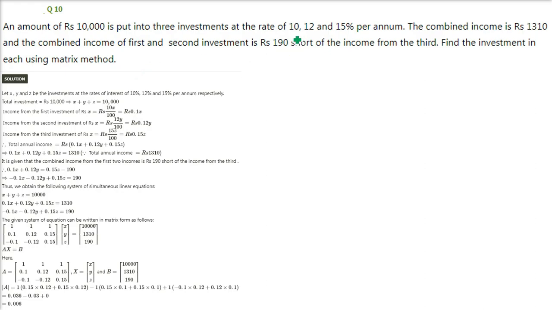So we assume that X, Y, Z are the investments. Total is of course 10,000, and at 10% it is X. You have invested X at 10%. At 12% you have invested Y, and at 15% it is Z. Okay. So first thing is that X + Y + Z is nothing but 10,000. That is the total amount which we are talking about. That is, X + Y + Z = 10,000 is your first equation.